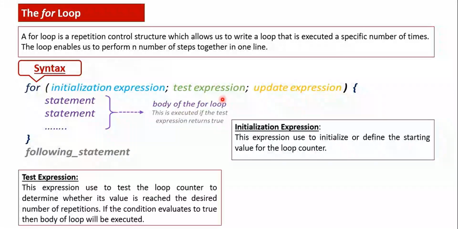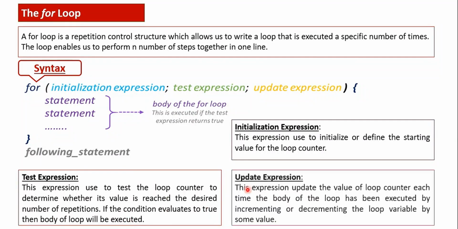Next is the test expression. Now this expression is used to test the loop counter to determine whether its value has reached the desired number of repetitions. That means if I have defined a value n, then we have to test whether the loop counter value has reached n number of repetitions or not. So if the condition evaluates to true, then the body of the loop will be executed.